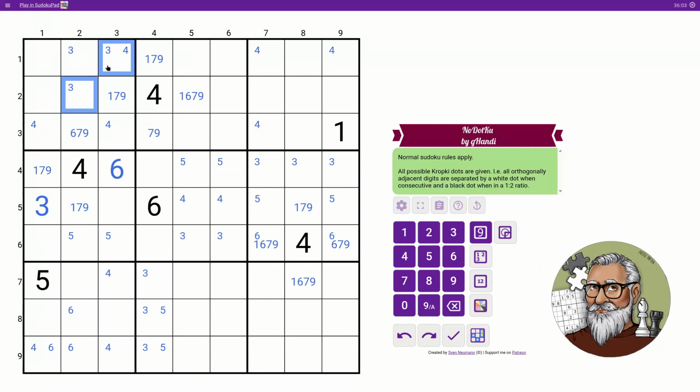If this is four, this is 179. We have three, 179, and this is 79 as well, and this becomes a six. But then this one is a four, right? Four. This could be six.